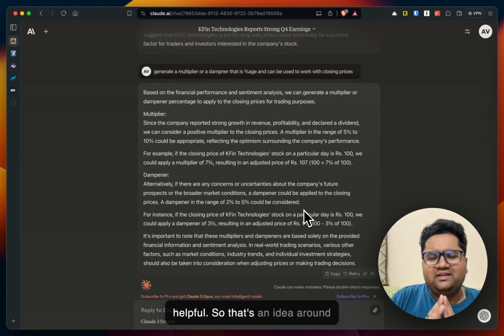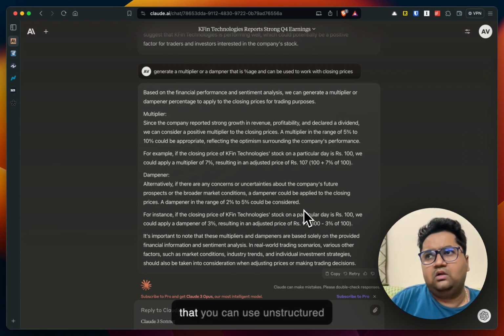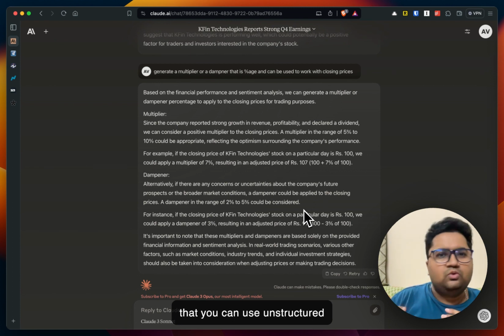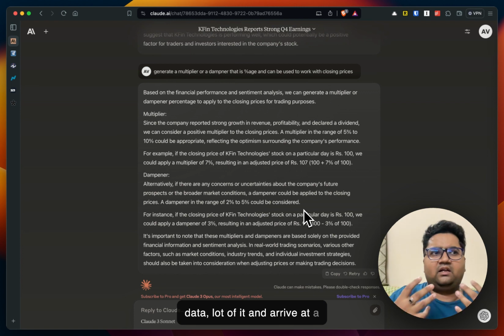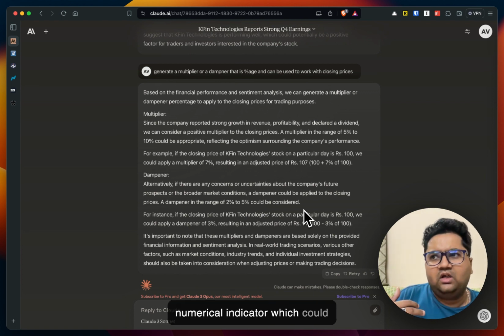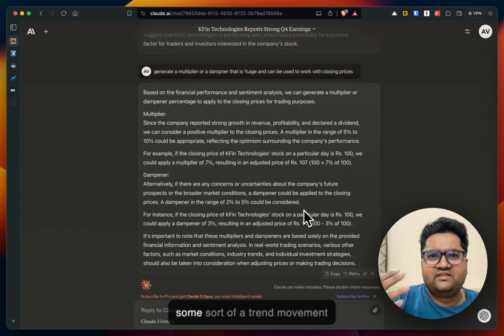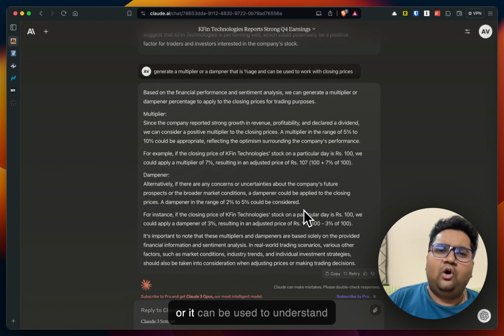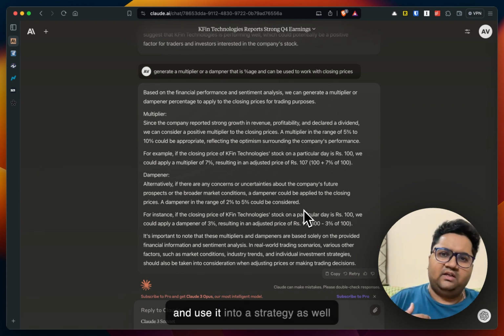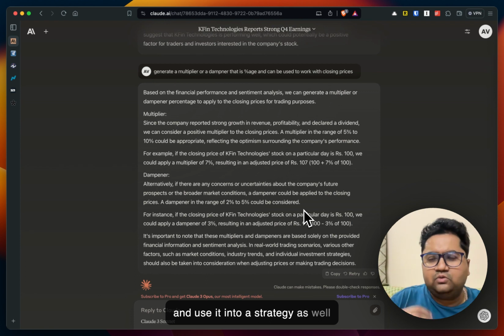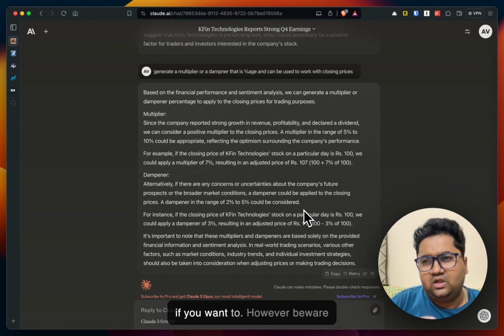So that's an idea around that: you can use a lot of unstructured data and arrive at a numerical indicator which could help you gain some sense out of it. It could either be used as an independent value to assess some sort of trend movement, or it can be used to understand and build into your strategy as well if you want to.